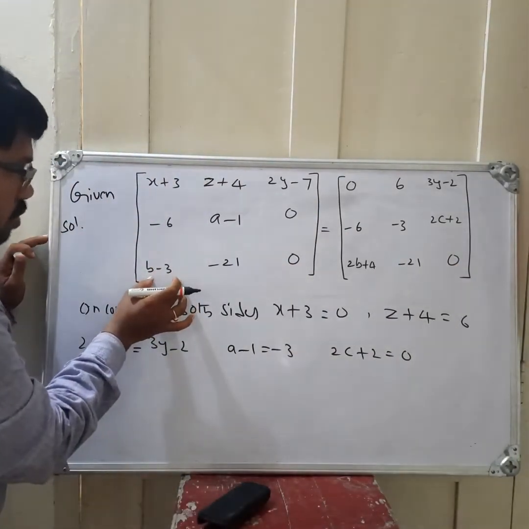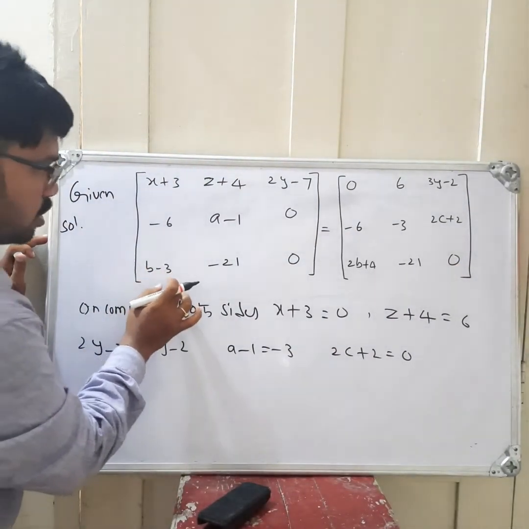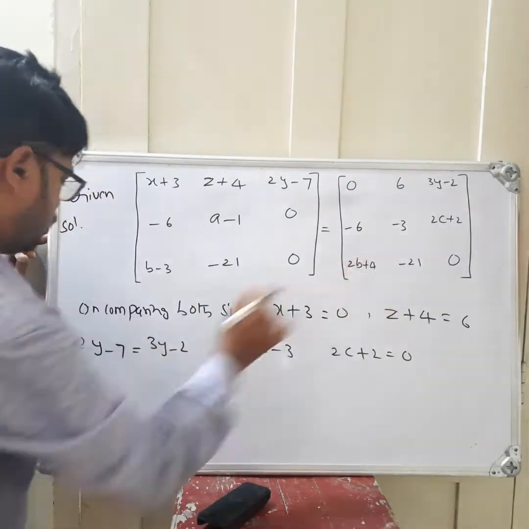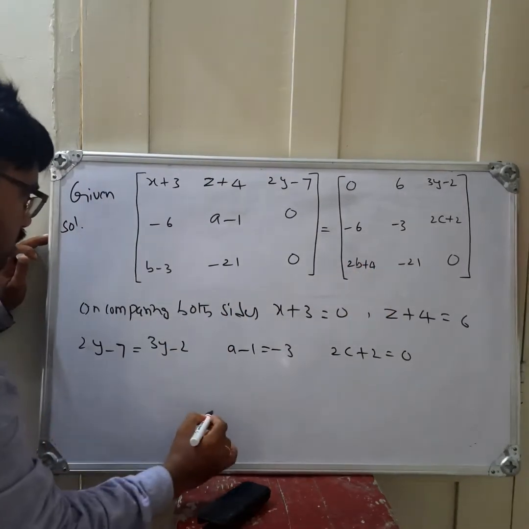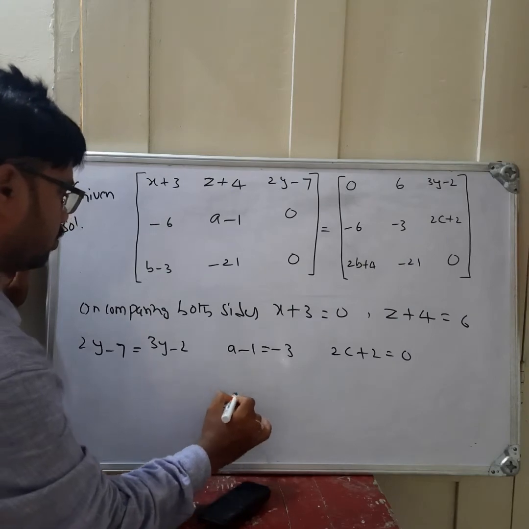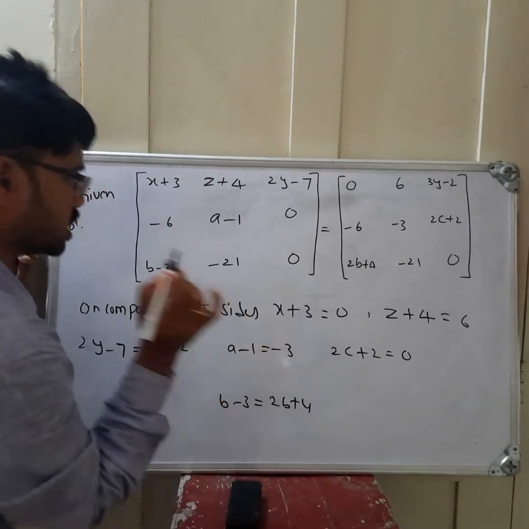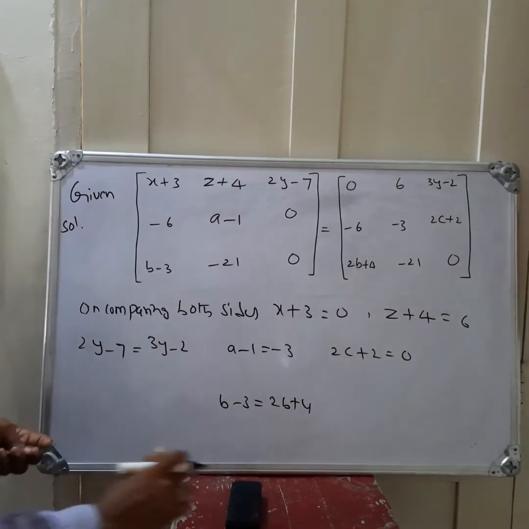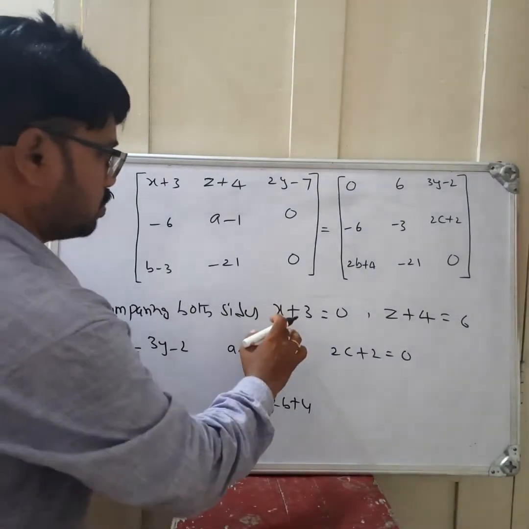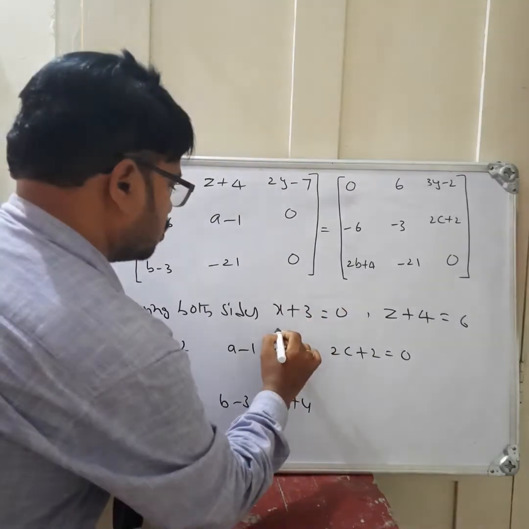Next, here one more variable is there. What is the corresponding element? This side is 2b plus 4. We have to write this value here: b minus 3 is equal to 2b plus 4.